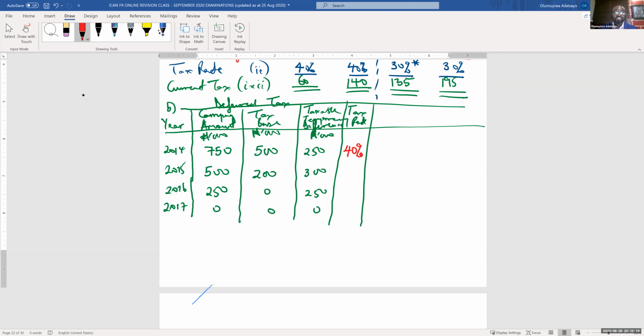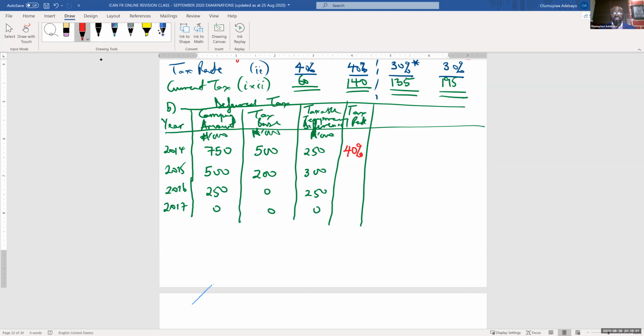But in 2015, there was a pronouncement up to the end of the year that the tax rate effective from 2016 will be 30%. Now, the question then is, when are we going to effect the change for deferred tax? Is it in the year it was pronounced or in the year it takes effect? The year it takes effect. Okay. Now, if you say the year it takes effect, I think we'll be wrong. Why?